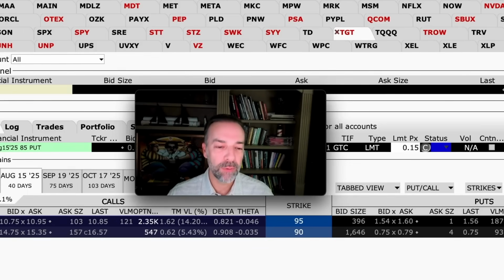Now I'll switch over to my broker. We're looking at the August 15th option, which is expiring in about 40 days. And here's the $90 cash secured put option and the $95 strike price put option. Notice that we get pretty decent premium for these options.